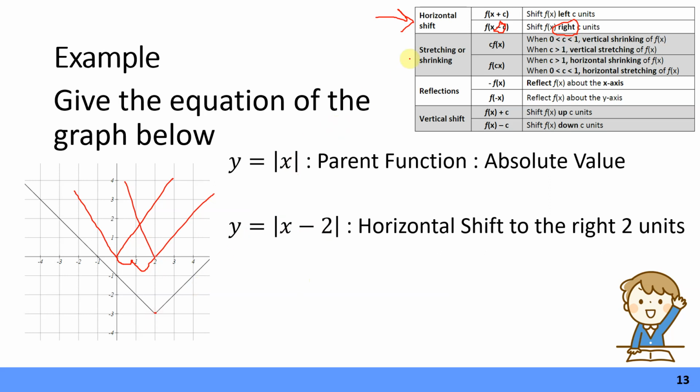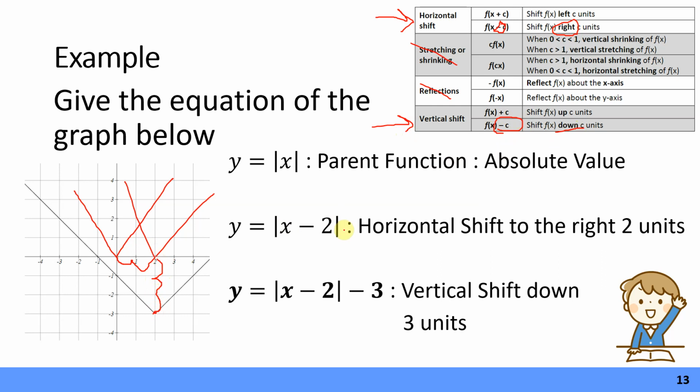So I still have to not stretch it or shrink it, not reflect it. I still have to move it vertically. So I'm going to have to move it 1, 2, 3 units down. So according to the graph, I'm going to have to put a -3 at the end, outside the parentheses or outside the absolute value sign. So I just come here and I put a -3 and voila, that would be it for this one, right?